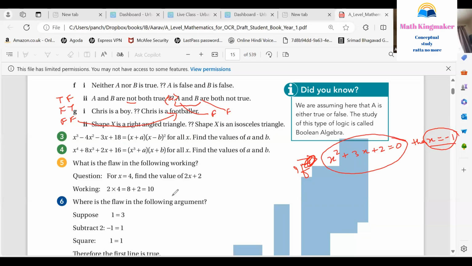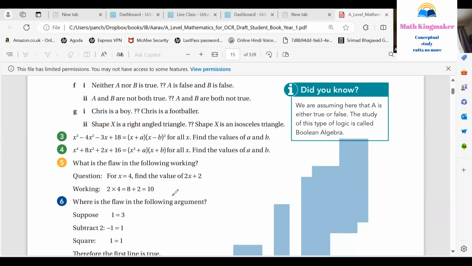Right, Chris is a boy. Chris is a footballer. So what is question G? It could be anything. Chris is a boy. Chris is a footballer. Nothing works. Football players are mostly boys, but they don't have to be boys. So girls football is not there? No, there is. That's why there's nothing. Girls football is there. So if girls football is there, then a footballer can be a girl. Yes, so the reverse isn't true.